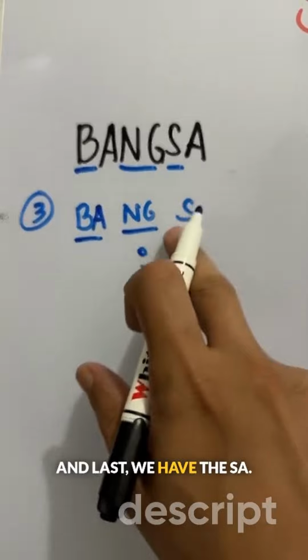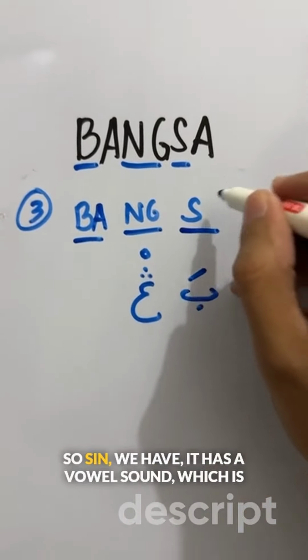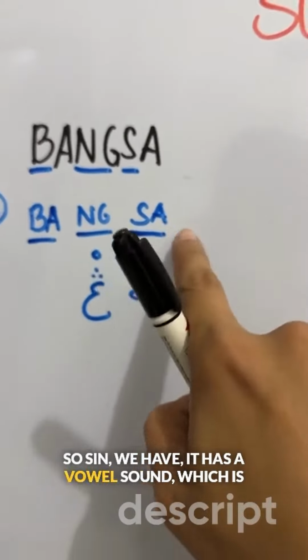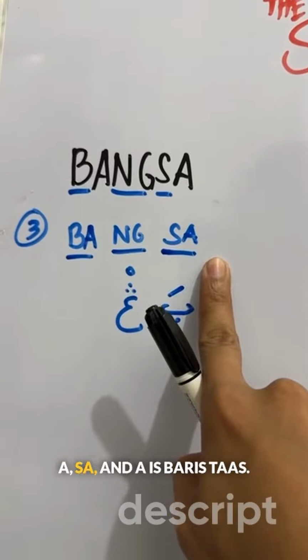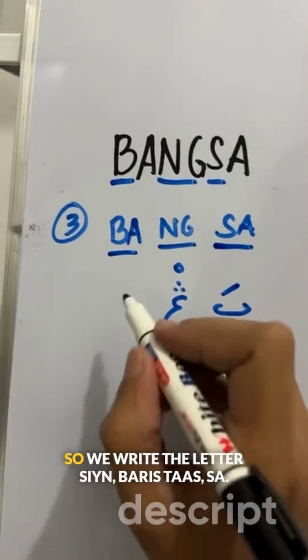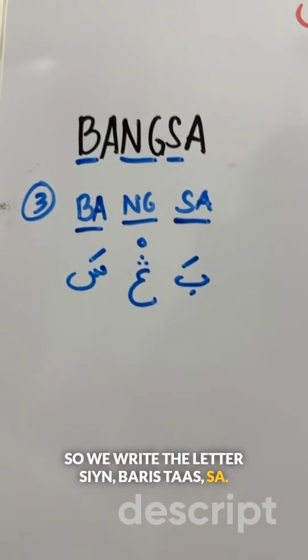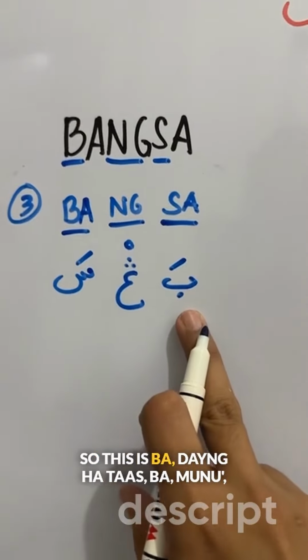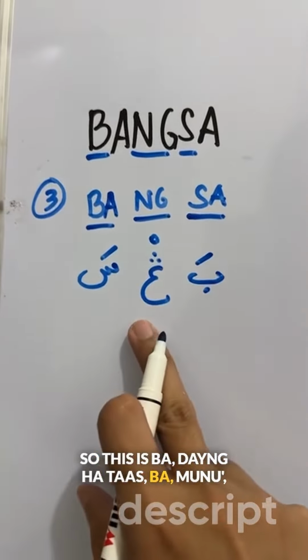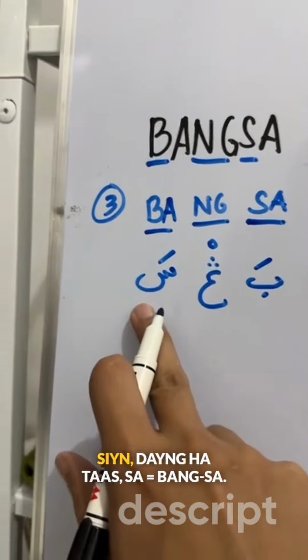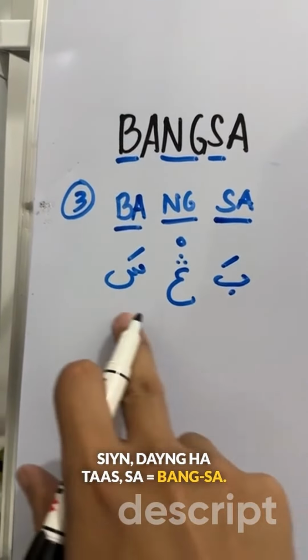And last we have the sa. So sin, it has a vowel sound which is a, sa, and a is baris taas, so we write the letter sa, baris taas, sa. So this is ba dengan taas ba, muno pa nga bang, sin dengan taas sa, bangsa.